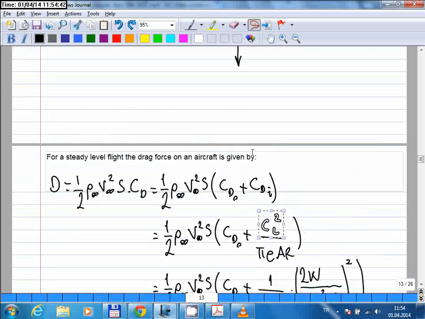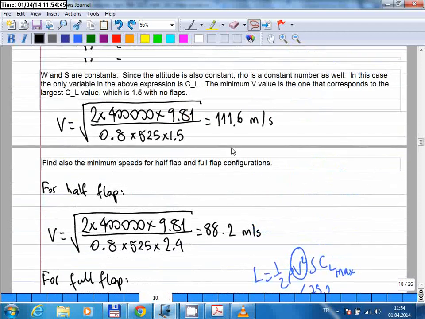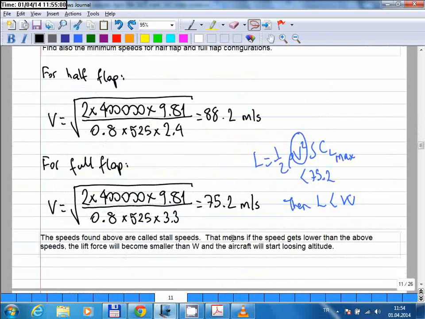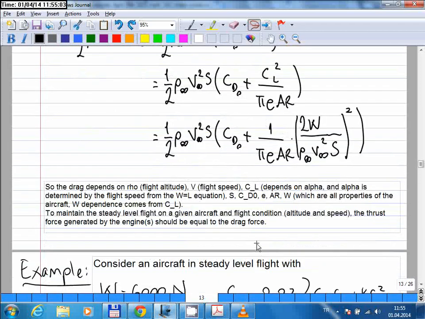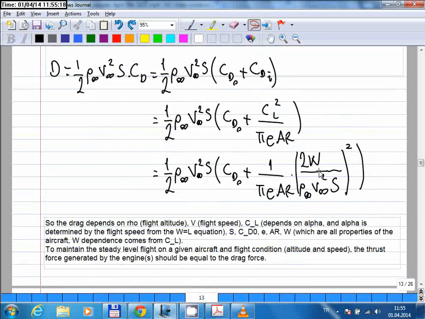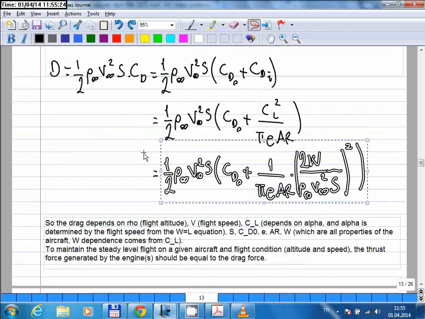But instead of CL, I can insert this expression, right? Because for the steady level flight condition, the lift coefficient value should be equal to this expression. So let me just do that. Let me take this and insert into the drag equation. So this is what I have, the drag equation, and I have this term coming from the weight is equal to lift equation. So this equation shows the drag force, the aerodynamic drag force on the aircraft during a steady level flight condition.